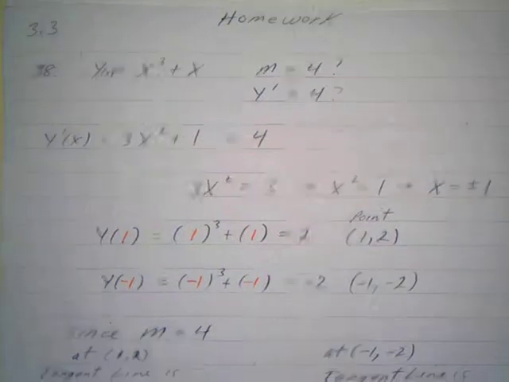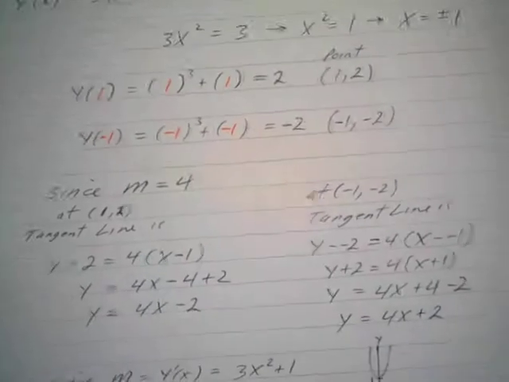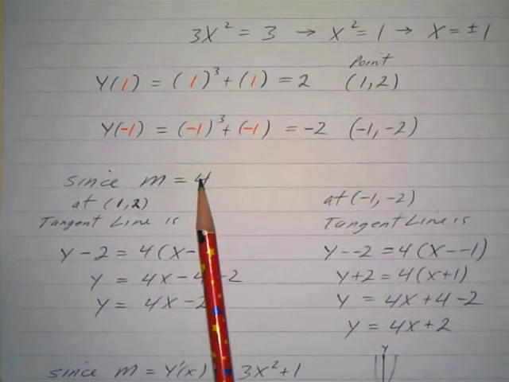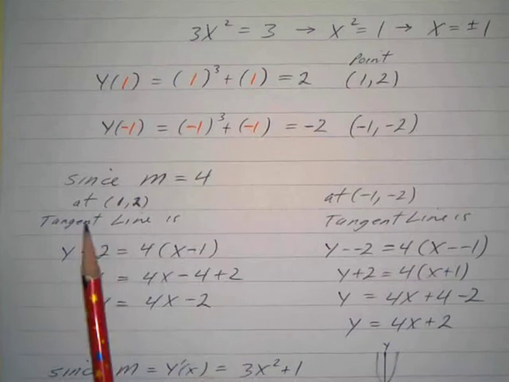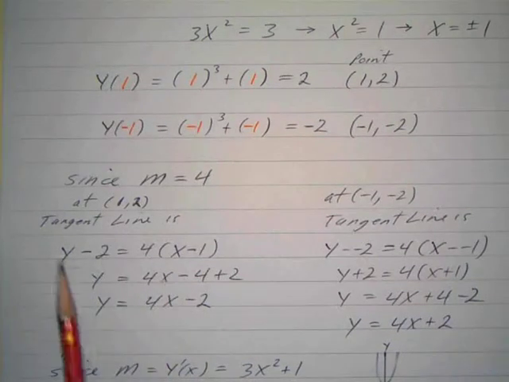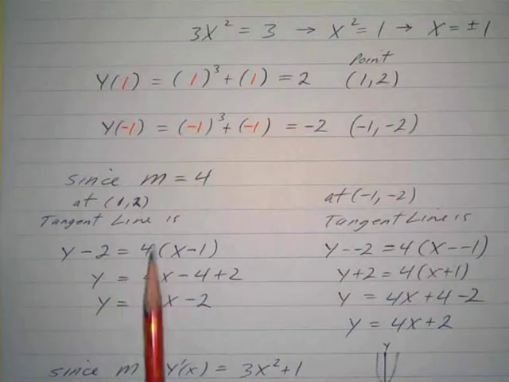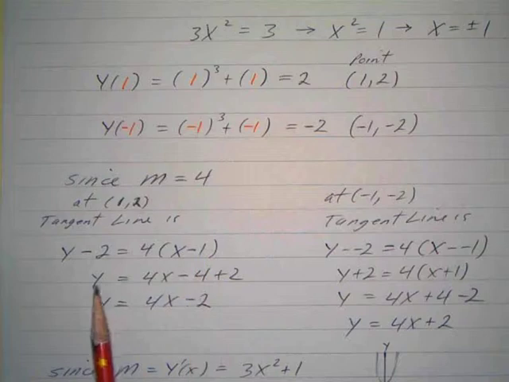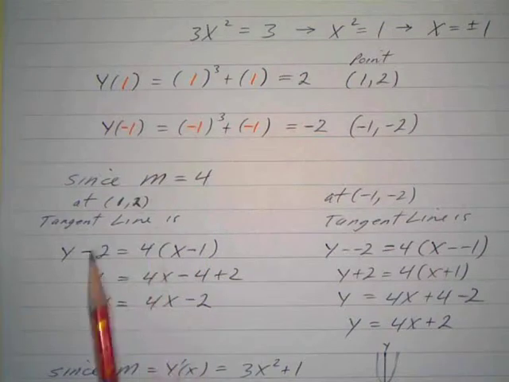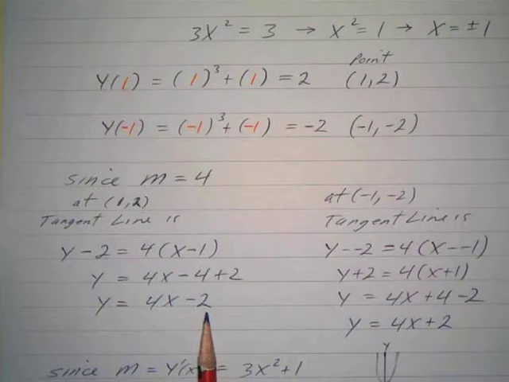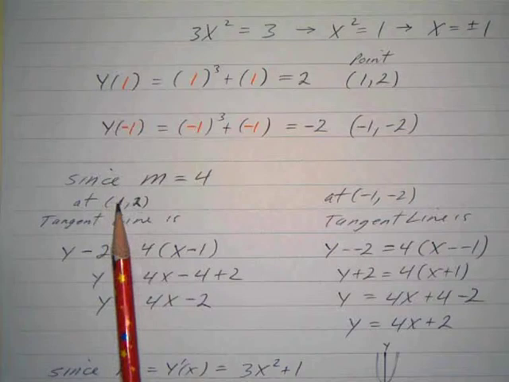If we want to find the equation of the lines, we just put those points in our point-slope form. We have the point and the slope, so m is 4 in both cases. I've got one point, (1, 2), so if I put this in the point-slope form, y minus y1 equals m times x minus x1. Then we simplify that out: 4x minus 4, and if I add 2 to both sides, y equals 4x minus 2. That's one tangent line, the line that's tangent to the curve at the point of tangency (1, 2).